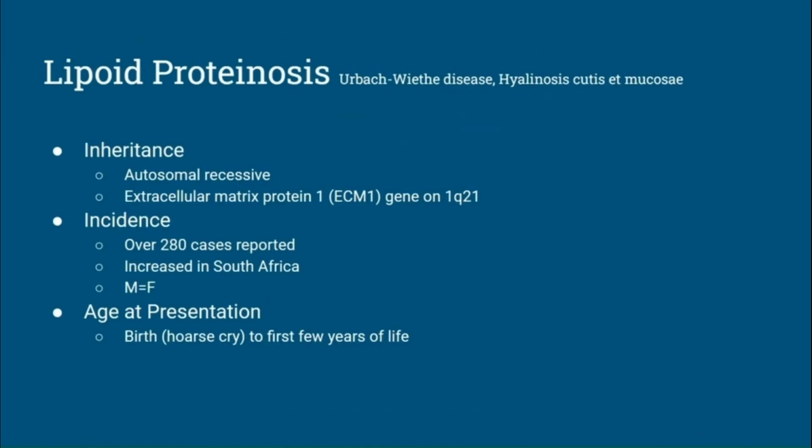And now we're going to move on to lipoid proteinosis here. This is autosomal recessive inheritance, and the gene mutation is the ECM1 gene. Now, here's a cute little thing just to help round out your derm knowledge. ECM1 is the gene mutation in this disorder, which is not to be confused with ECM3, which is the antigenic target of lichen sclerosus. So that's just something to be aware of here. Incidence is low with an increased incidence in South Africa.